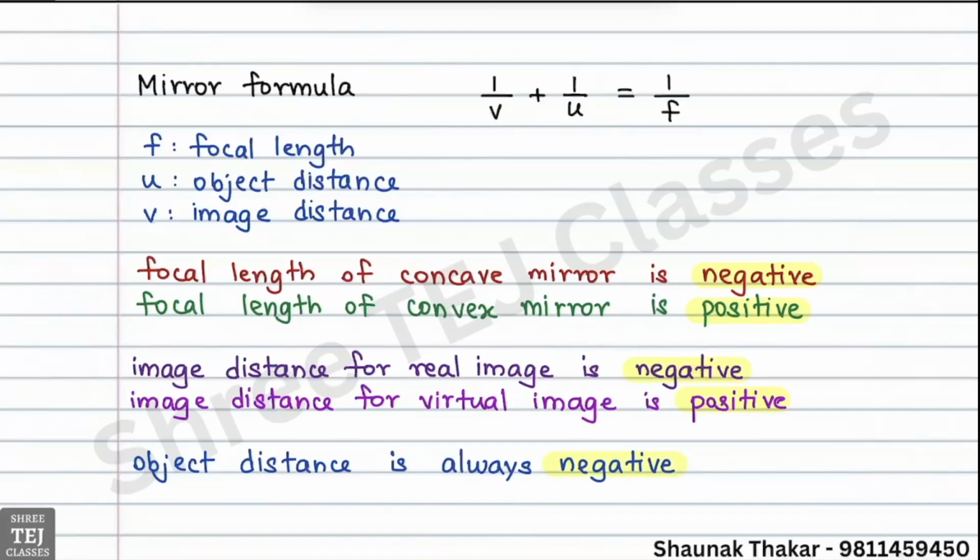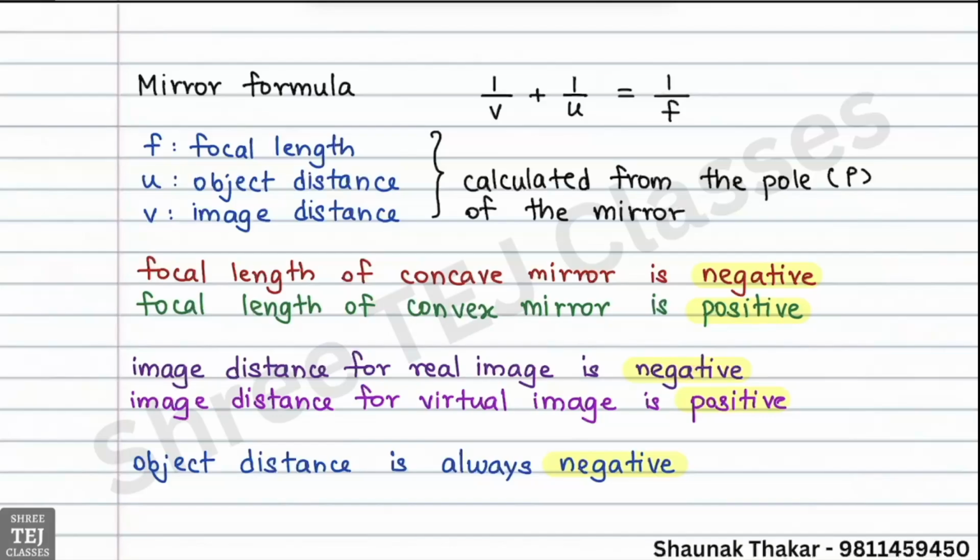So let us recap. Mirror formula is 1 upon v plus 1 upon u is equal to 1 upon f. f is the focal length, u is the object distance, v is the image distance. All these distances are calculated from the pole P of the mirror.